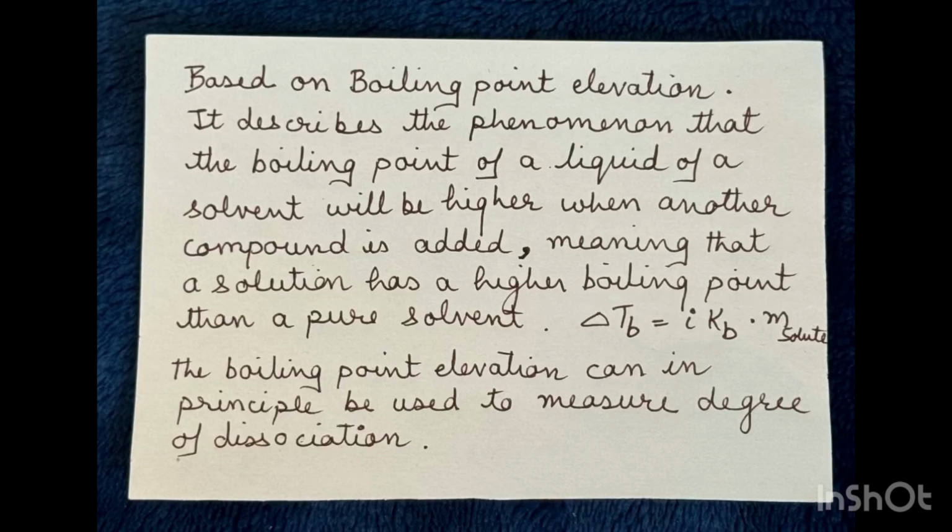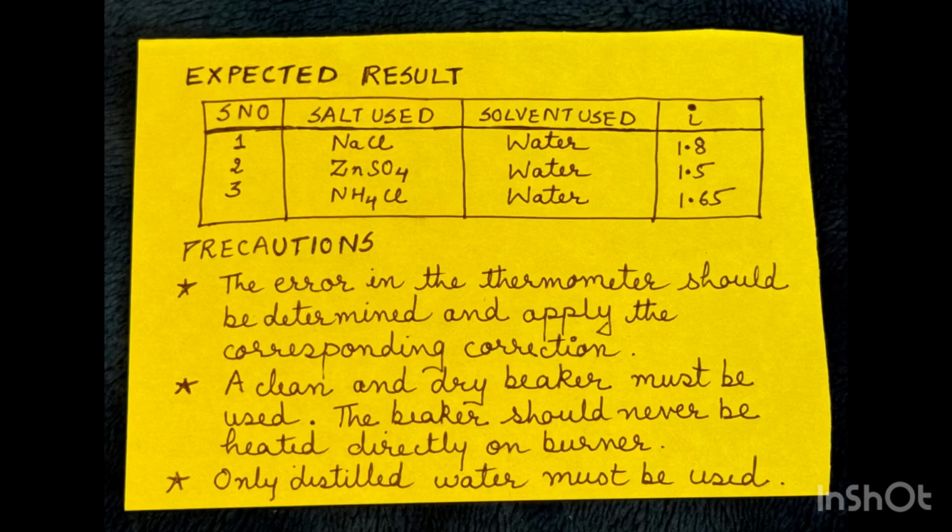Now it is based on boiling point elevation, and here the boiling point elevation can in principle be used to measure the degree of dissociation. Now here the expected result: NaCl 1.8, zinc sulfate 1.5 and ammonium chloride 1.65. Precautions are very important to be noted down. Here, you can prepare this as an investigatory project.